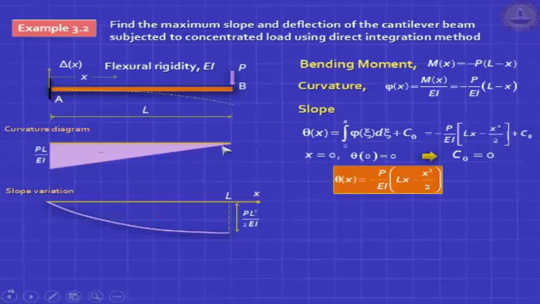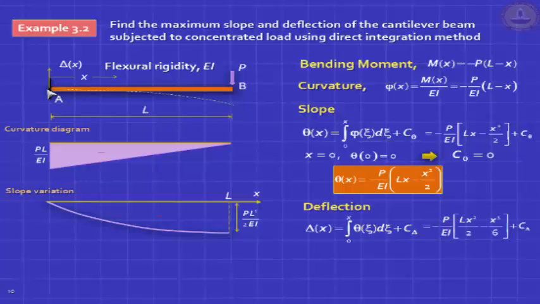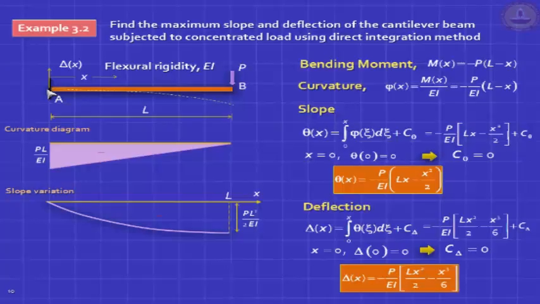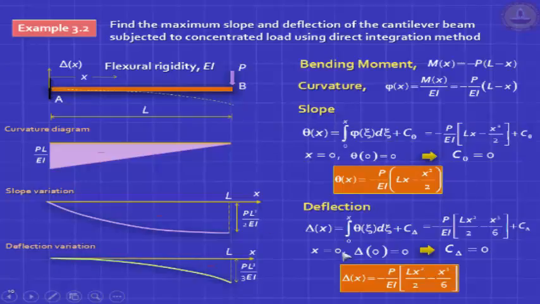So when the curvature varies linearly, the slope varies quadratically, and you have a cubic variation of deflection. To get deflection, integrate the slope. You have a constant, you need an equation, you need a boundary condition. The boundary condition is at x equals 0, delta is 0, plug it in, you'll find C delta is 0, you've got your final equation. Very easy. And if you plot it, it will look like that. And if you put x equal to L, you get PL cubed by 3 EI.